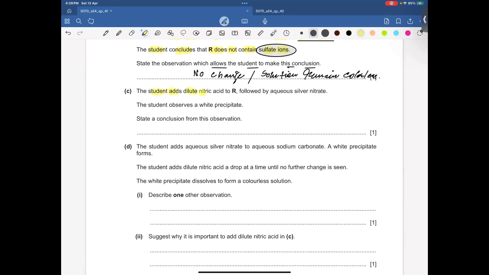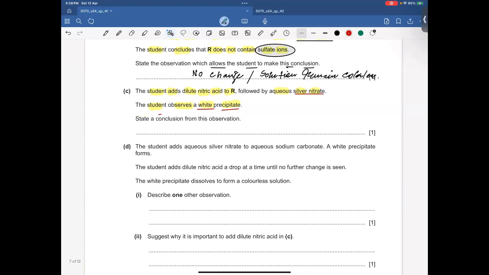The student adds dilute nitric acid to R followed by aqueous silver nitrate. The student observes white precipitate. When the student observes white precipitates through silver nitrate, obviously the conclusion is going to be chloride ion.